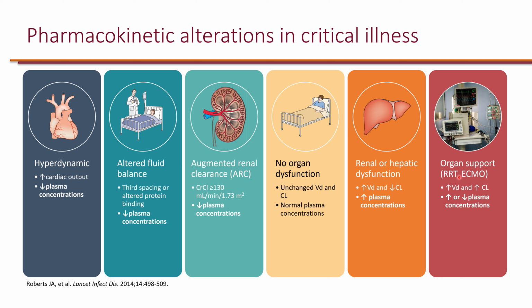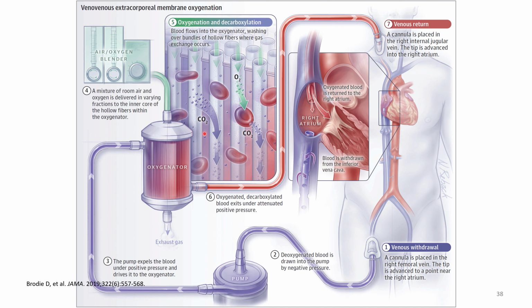For example, if someone is on renal replacement therapy, essentially the kidneys are not working, so you may have increased plasma concentration. And it also depends on the settings of the dialysis and how well it's clearing the drug. So you may have increased or decreased plasma concentration. And then things like ECMO can increase volume of distribution, and sometimes the drugs can get attached to the equipment, so it can lead to reduced plasma concentration. And here's what ECMO looks like. ECMO is to the lungs what dialysis is to the kidneys.